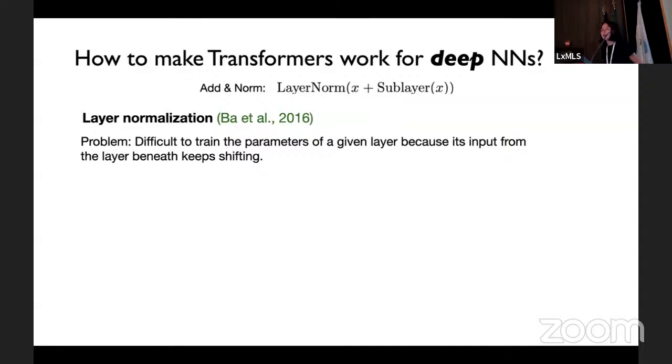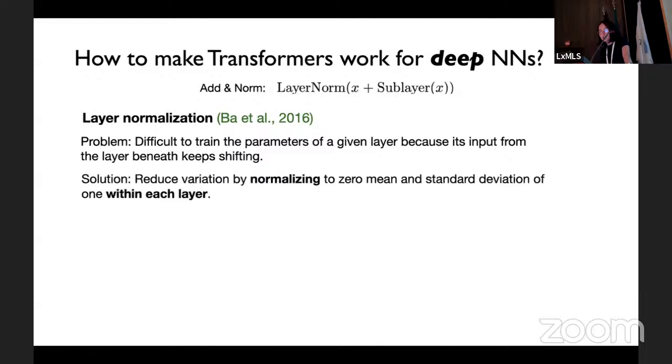The next important component is layer normalization. The key idea here, and I'm not going into much detail, is that if you don't add a layer normalization, then when you optimize the parameters for one single layer and the parameters in the layers beneath the current layer change, all the parameters in the current layer need to be relearned.